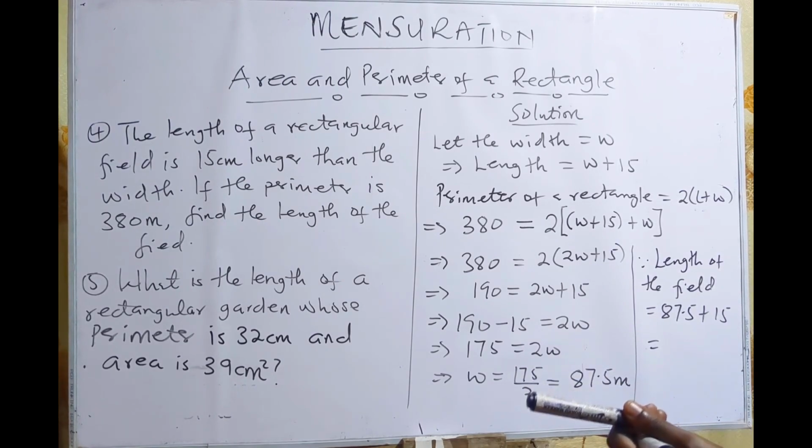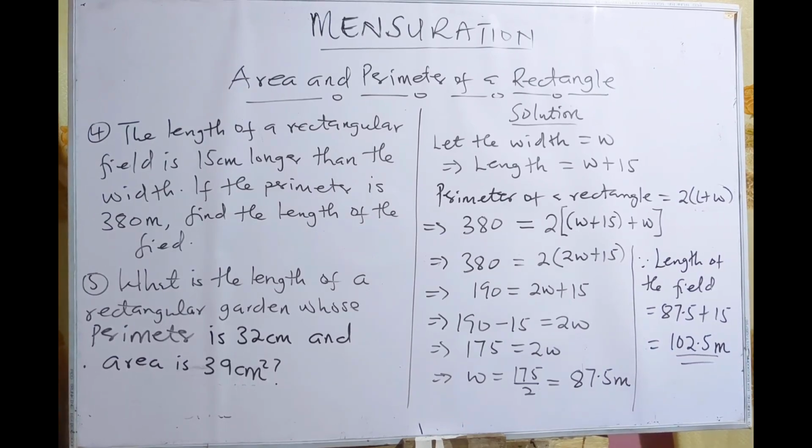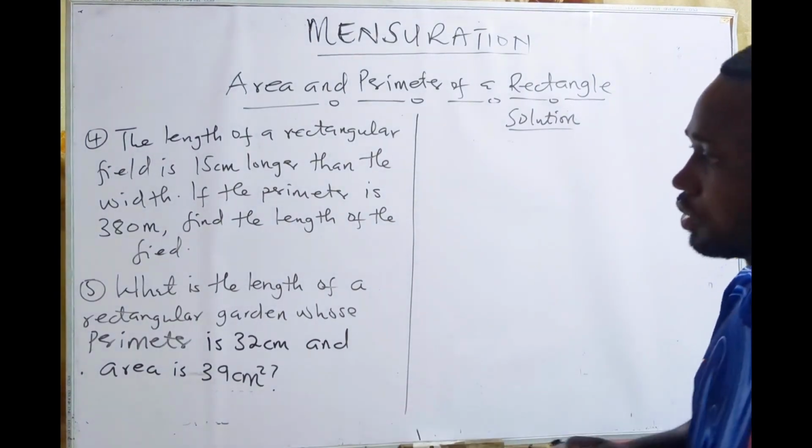So 87.5 plus 15 will give us 102.5 meters. So the length of the field is 102.5 meters. I think this is understood. Very clear. Okay, so let's look at the last one. Okay, so the last question.